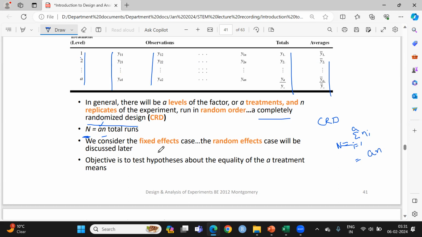So there are two things. One is called fixed effect and the other is random effect. I will discuss this later: what is fixed effect and random effect. For the timing, our main objective is to do the testing of mean now for more than two groups.